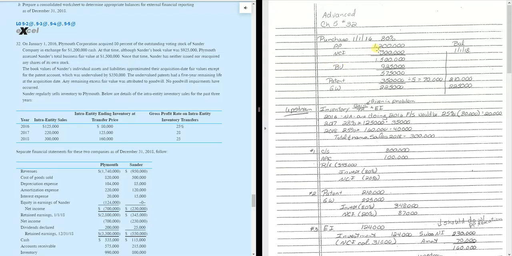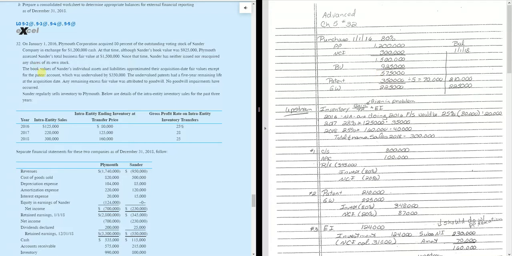So far right now I know that we purchased it for 1.2 million. The entire purchase price is 1.5, which leaves the non-controlling interest of 300. We know that the book value is 925, so right now we know we're stopped here. The excess is 575,000.